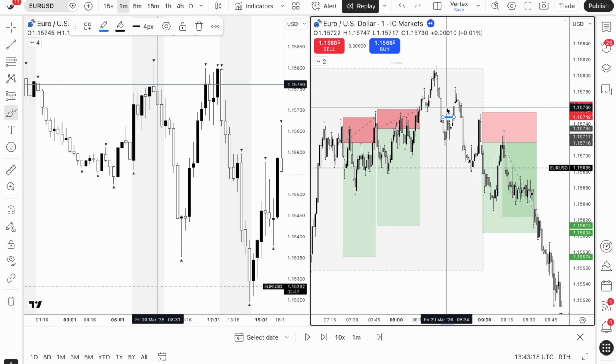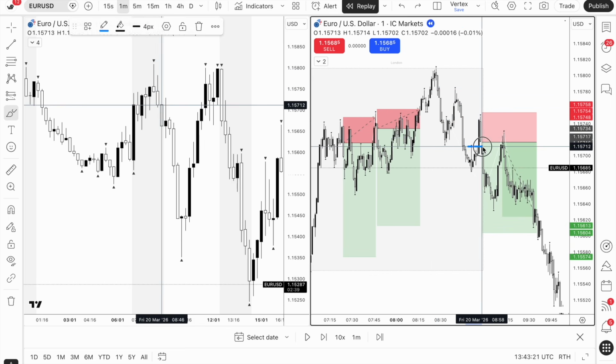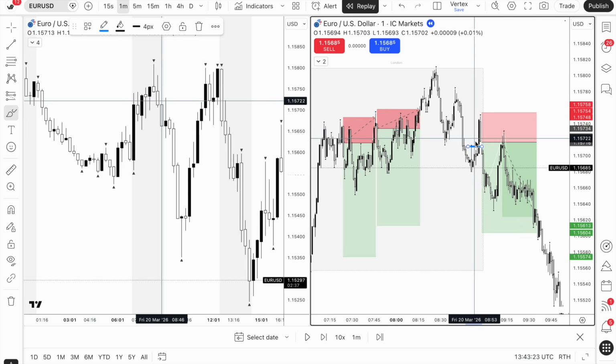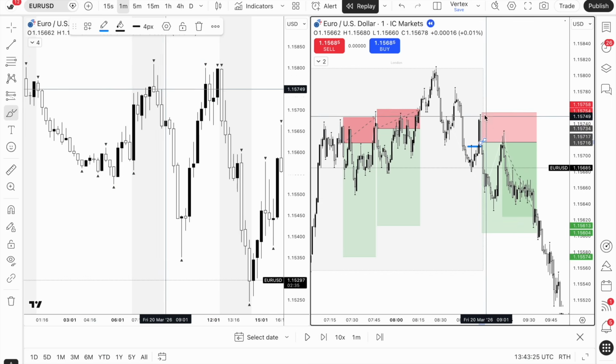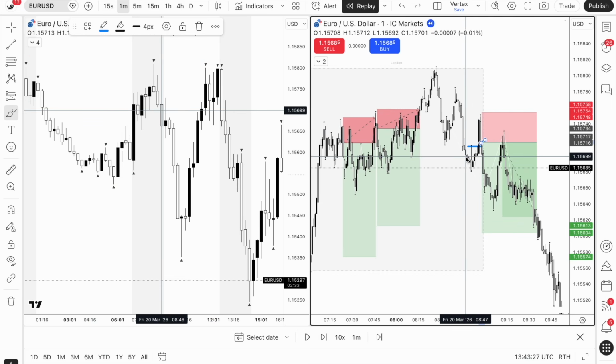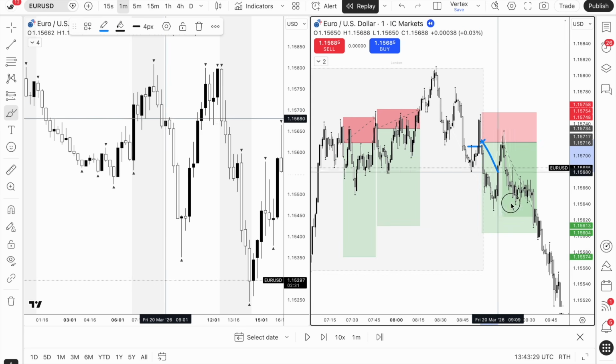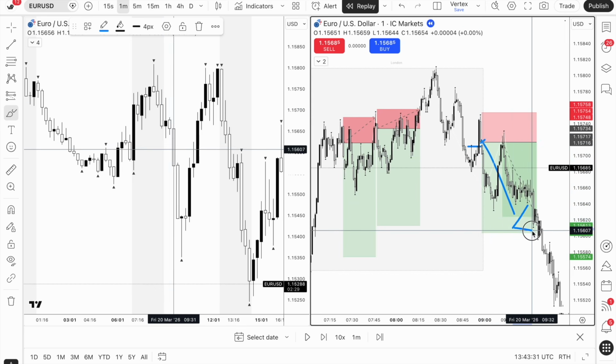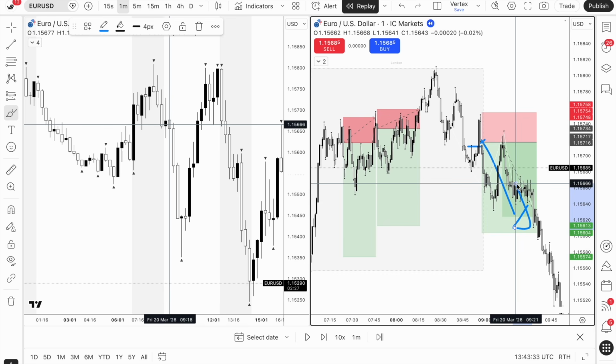We have another sweep here, invalid, and then we have another sweep with a clear entry here off the sweeping candle, off the refinement candle after the sweeping candle, and then a nicely timed TP again with a 3R target on this one. So let's move on to the next trade.